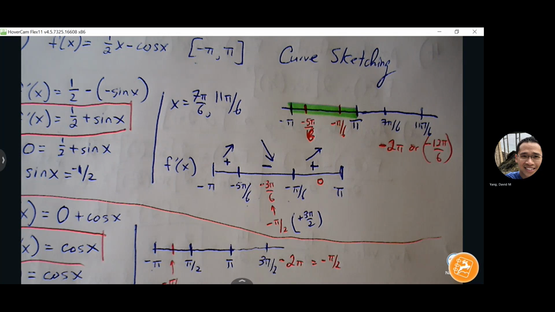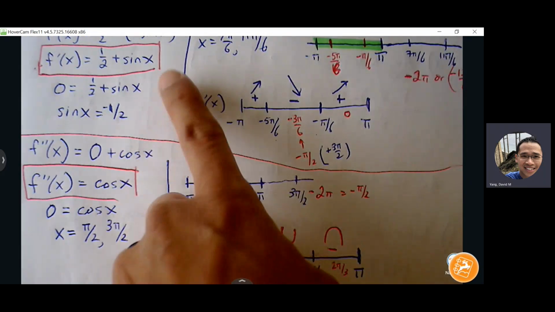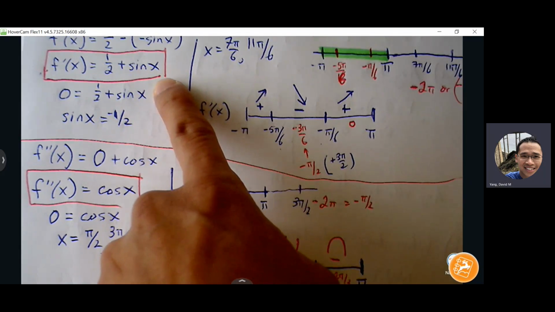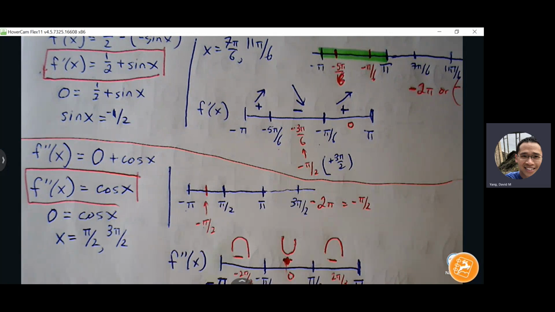Okay, so these points are important because eventually we're going to have to graph these points, but we'll save that for later. We can now move on to the second derivative function. Building off of that f prime, we can get to our second derivative function. 1/2 becomes zero, sine becomes cosine. So there's my second derivative.